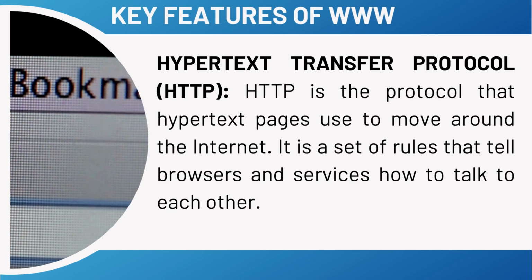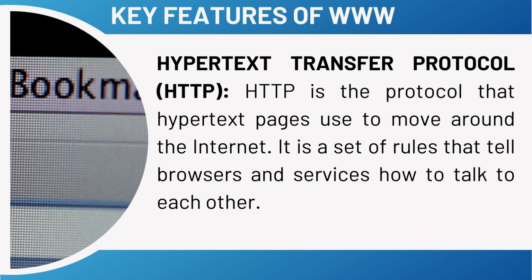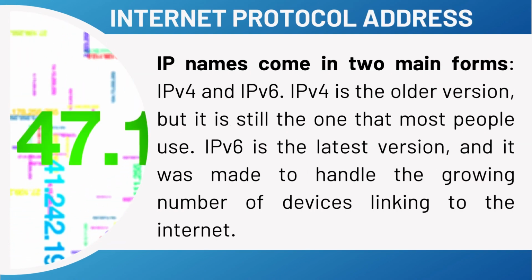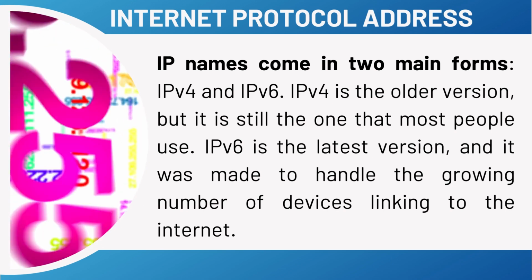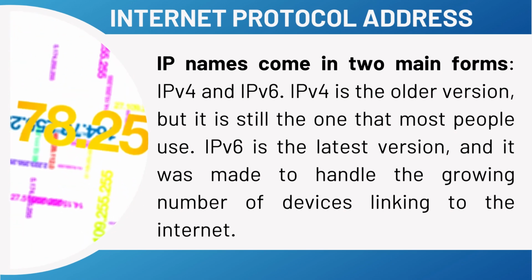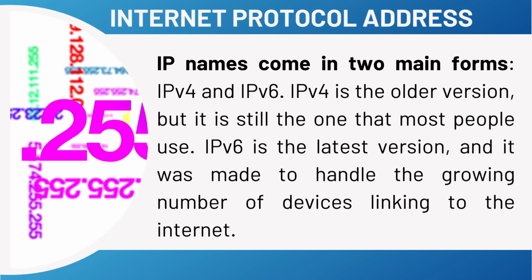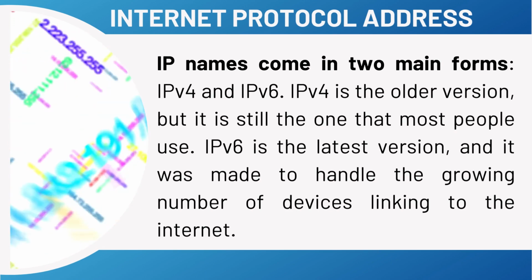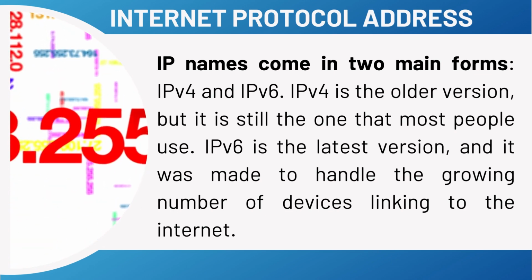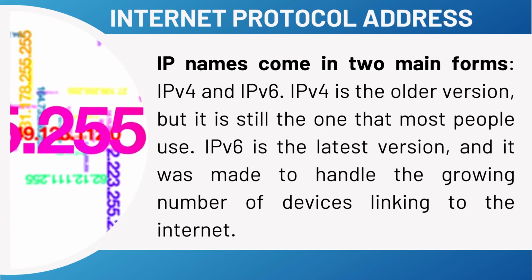Hypertext Transfer Protocol, HTTP. HTTP is the protocol that hypertext pages use to move around the Internet. It is a set of rules that tell browsers and services how to talk to each other. Internet Protocol Address. IP addresses come in two main forms, IPv4 and IPv6. IPv4 is the older version, but it is still the one that most people use. IPv6 is the latest version, and it was made to handle the growing number of devices linking to the Internet.